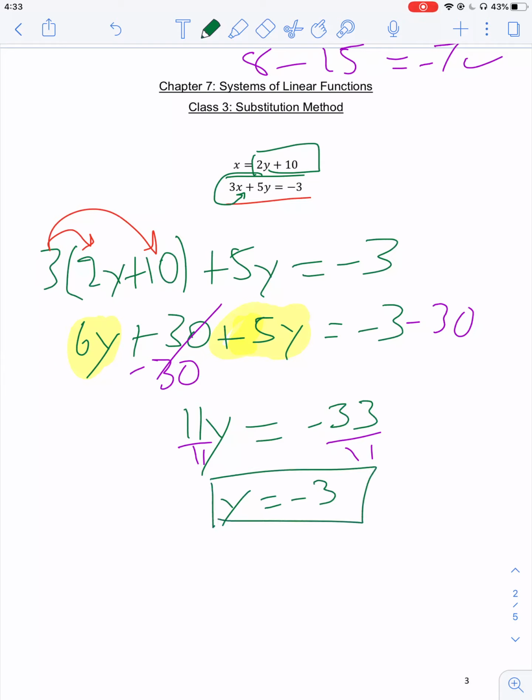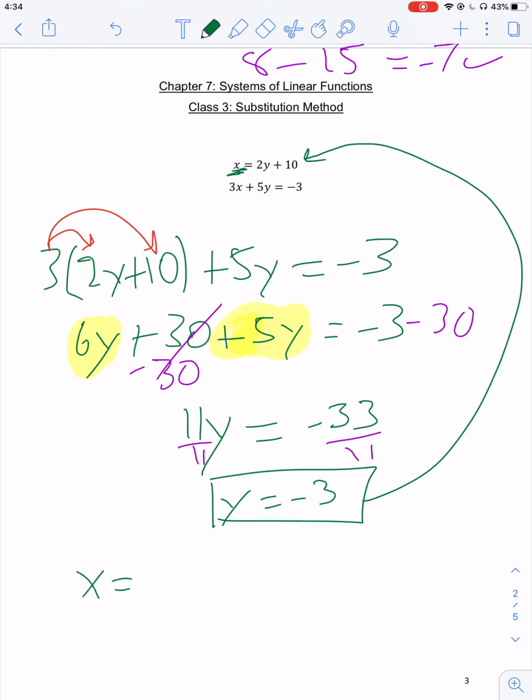But remember, you need the point of intersection. You need both x and y. So what I would do is just substitute this y value into my first function. Why the first function? Because my first function is expressed in terms of x. So I can easily figure out what x is. So by doing that, I can now figure out what x is going to be. So 2, instead of y, I'm going to write minus 3 because now I know what y is, right? y is actually minus 3. So 2 times minus 3 plus 10.